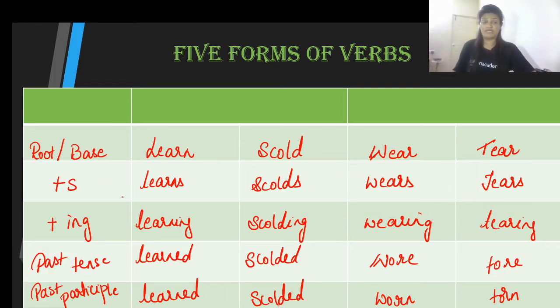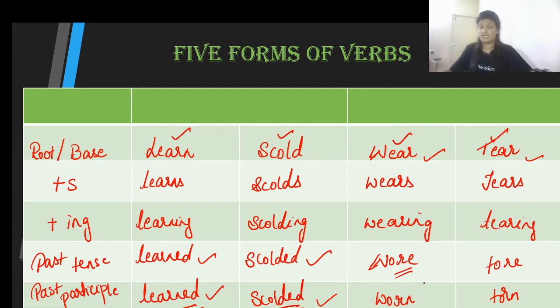Okay, forget it. When we focus on these two verbs, learn and scold, the past tense of learn is learned, and the past participle of learn is also learned. Similarly, the past tense of scold is scolded, and the past participle is also scolded. But when you take a look at wear and tear, the past tense of wear is wore, and the past participle is worn. The past tense of tear is tore, and the past participle is torn. So this gives us the understanding that these verbs have similar past tense and past participle, whereas these verbs have different past tense and past participle.